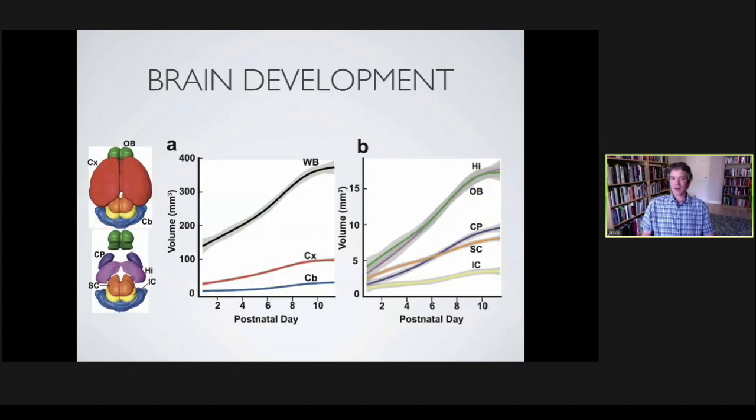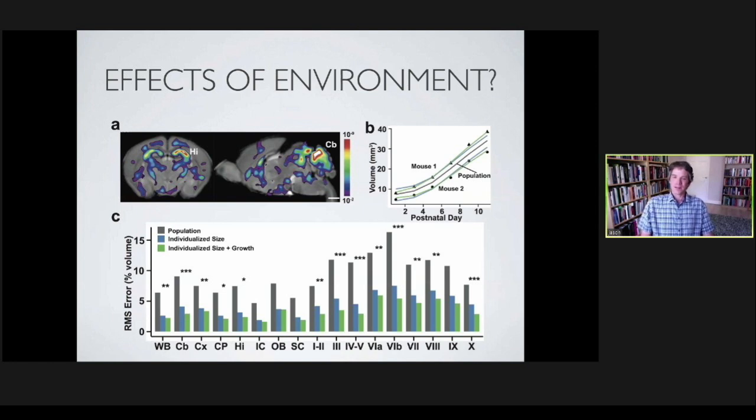So early development is quite rapid. So whole brain volume goes from about just over 100 millimeters cubed at postnatal day 1 to close to 400 by postnatal day 11, with all parts of the brain growing at a fairly rapid clip. One way to look at this data, though, is to also begin to try to see where some of this variation begins to occur. So here, what this particular figure shows is different ways of fitting the developmental data.